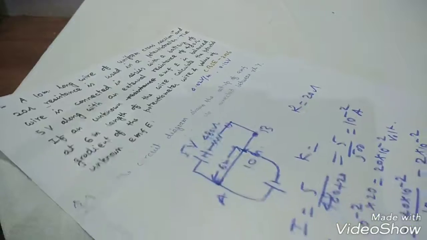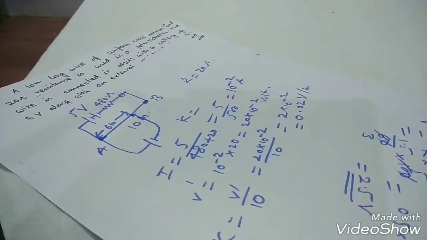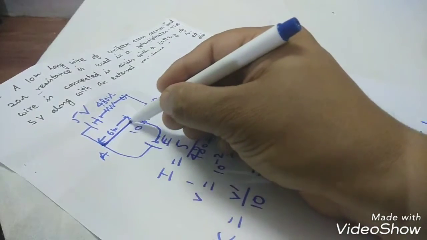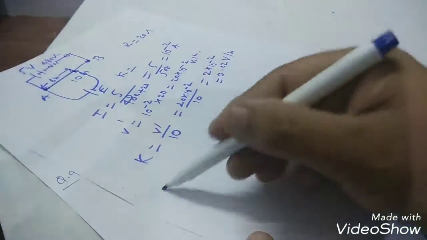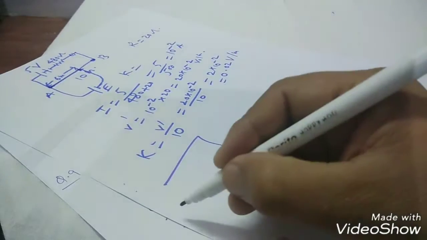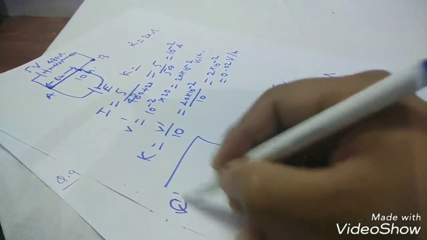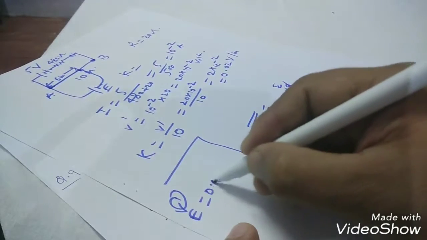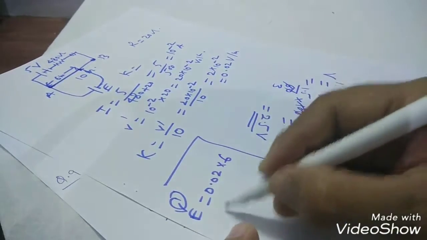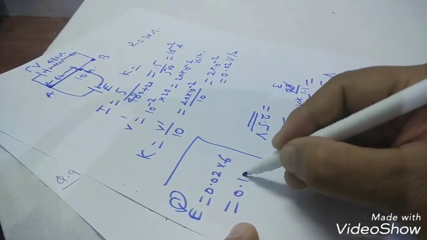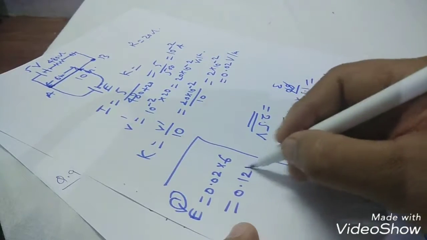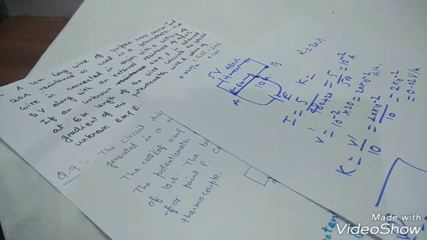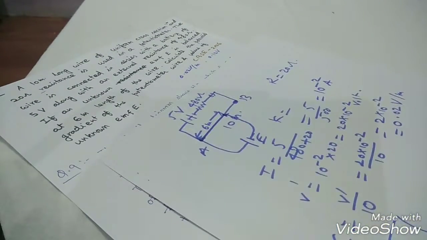And what will be the value of unknown EMF? Unknown EMF means this EMF you have to calculate. That will be potential gradient into 6 meter. So it can be calculated as V double dash, or E we have taken. E is equal to K, that is 0.02 into 6, is equal to 0.12 volt. This will be the unknown potential.